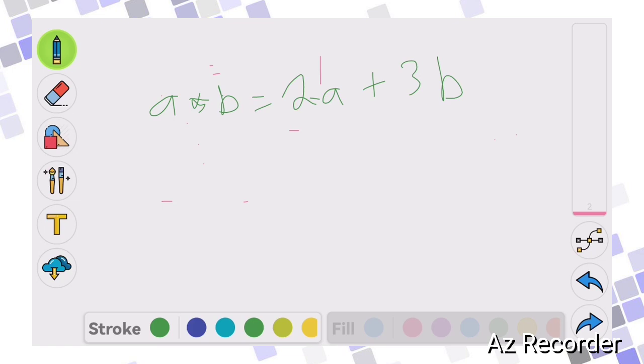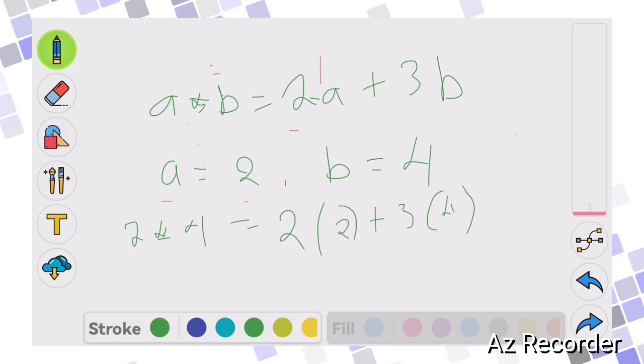So I can say, okay, let a be equal to 2, let b be equal to 4. So this is going to be 2 star 4. 2a is represented by 2, and then b is represented by 4. So it's going to be 4 plus this times that, that's 12. So if you add these two, 4 plus 12, that should be 16.